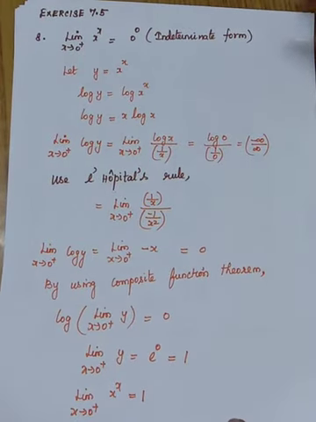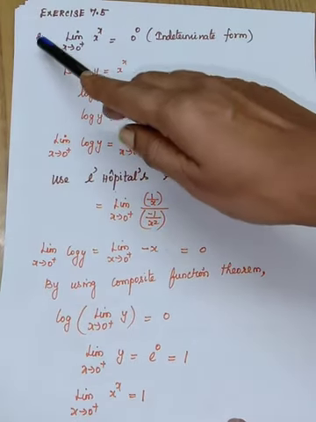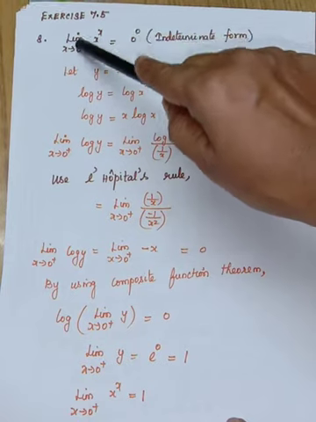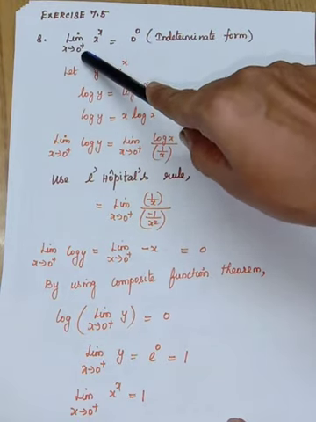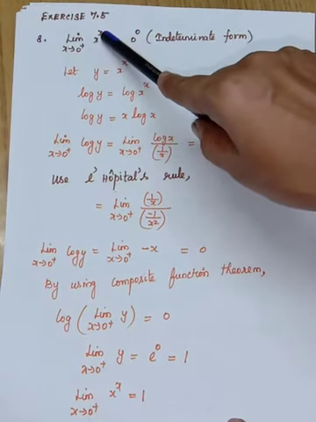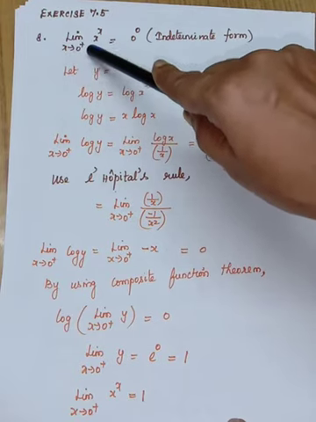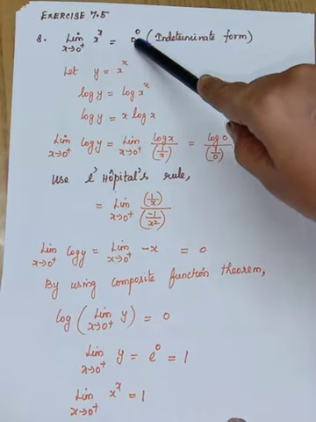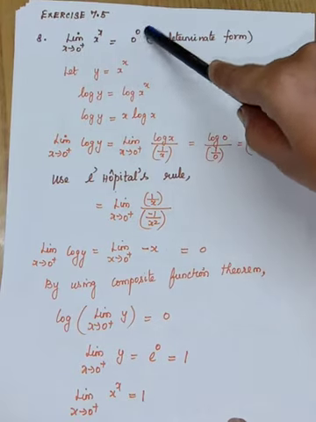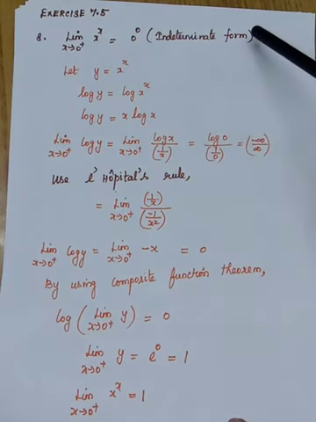Exercise 7.5, problem number 8. Limit x tends to 0 plus x power x. When you apply the limit, it is in the form of 0 power 0, so it is an indeterminate form. So, usually we will apply L'Hopital's rule.